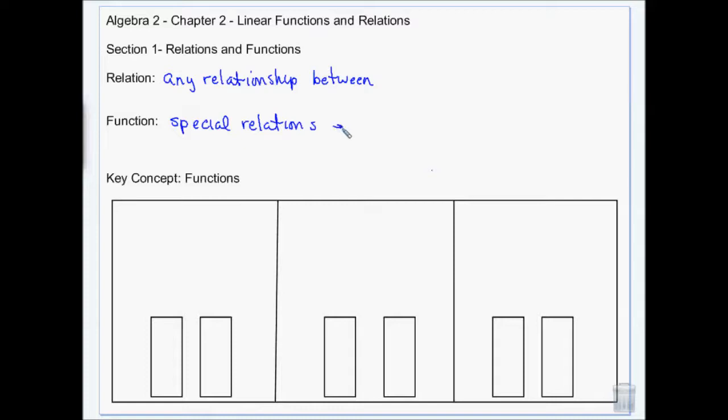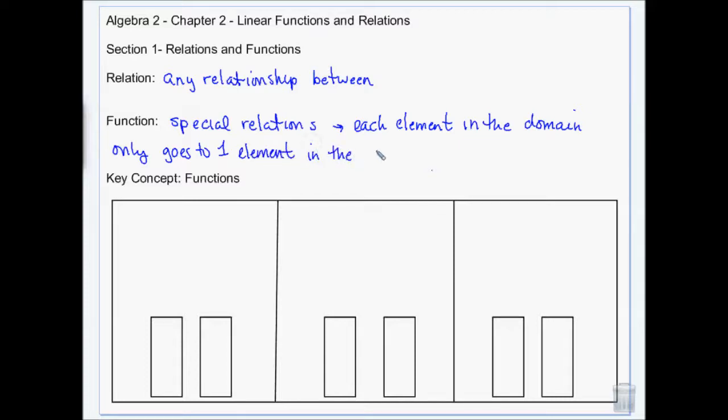And what's special about a function is each element in the domain only goes to one element in the range. And we'll talk a little bit about domain and range in just a second.